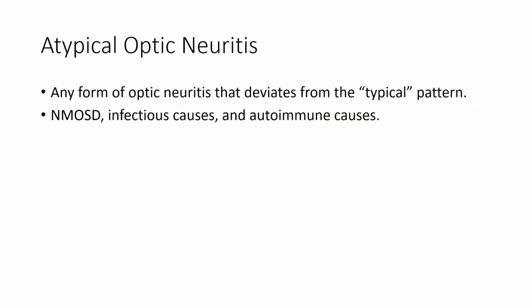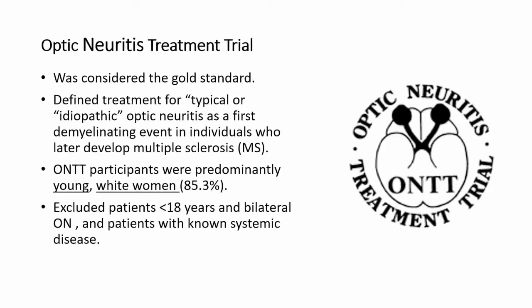Anything that deviates from this now is called atypical optic neuritis, and this can be a multitude of different diseases, including NMO, infectious, and other autoimmune disorders. So those of you who have trained at my age or probably older would know that what we know about the treatment of optic neuritis now comes from the optic neuritis treatment trial. And this is the definitive trial that was done 30 years ago, and it gave us guidelines in terms of how to treat and how to investigate optic neuritis patients.